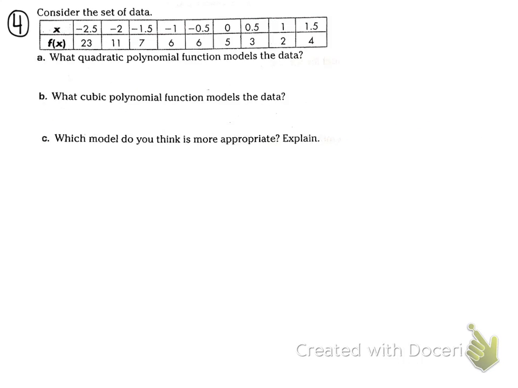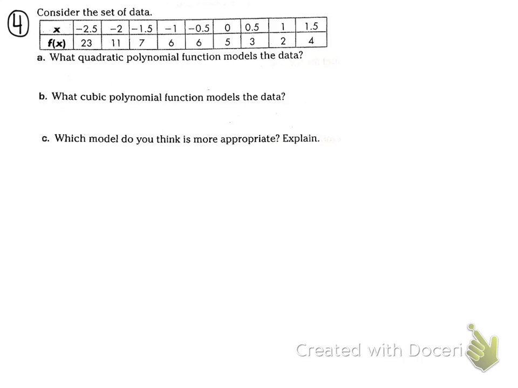Okay, so moving on to number 4. Number 4 says consider the set of data. And it's asking us what quadratic polynomial function models the data, and then they also want us to pick cubic. And then they want us to figure out which one we think is a better model for our data. So let's go ahead and take our data and put it in L1 and L2.